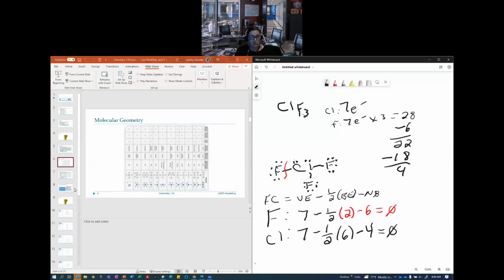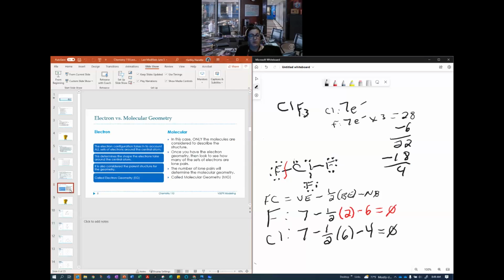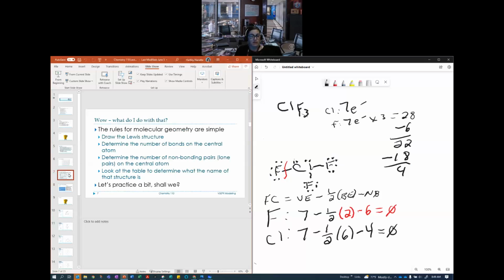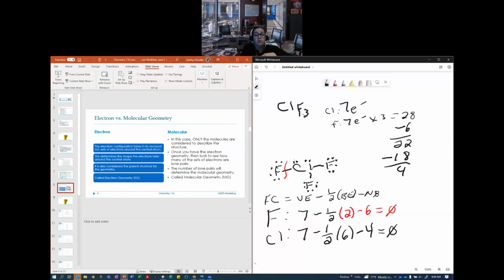All right, so the next thing that we're going to talk about, we need to talk about this difference between electron and molecular geometries. So remember that I said that there were electron geometries that took into account all of the electrons, the non-bonding and the bonding. And then there are molecular geometries where we only consider the bonding electrons.